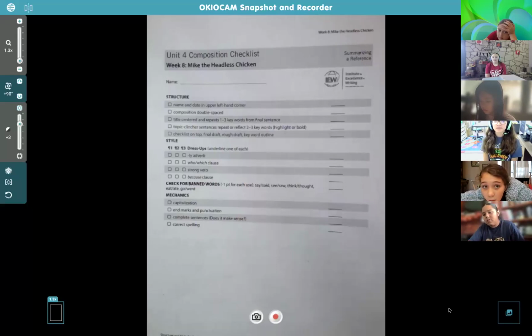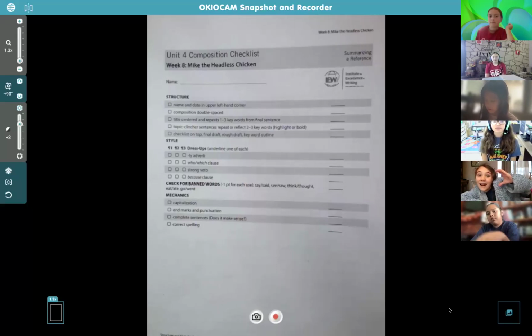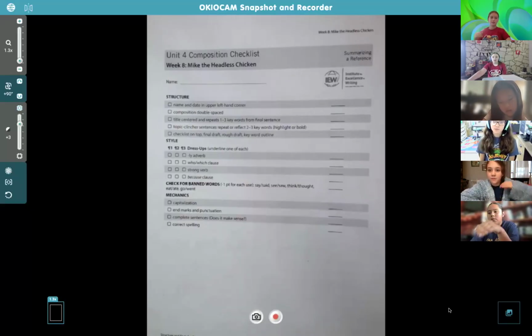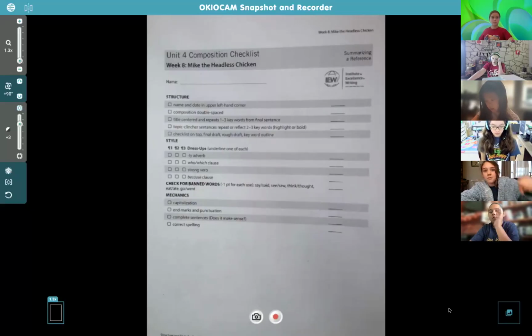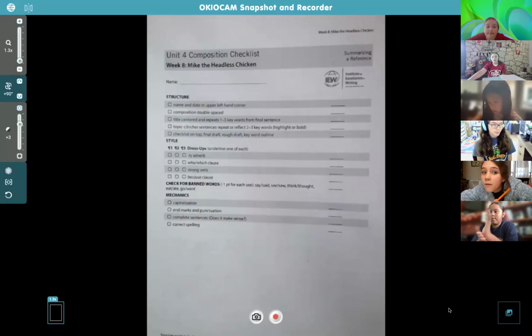Everybody do the hand motions with her as she says it, okay? The topic sentence and the clincher sentence must repeat or reflect 2 or 3 key words. Yes. Woohoo! Good job. Anybody else want to do it? Going once, going twice. Okay.